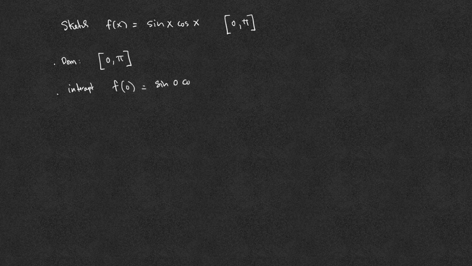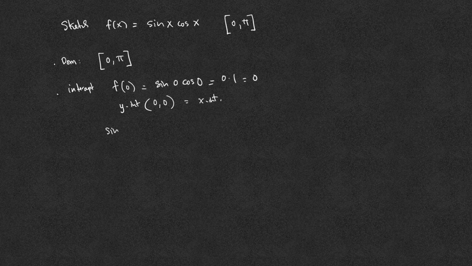Next, to find the y-intercept, we simply evaluate this function at 0. Sine of 0 times cosine of 0 is 0 times 1, which is 0. The y-intercept is x equals 0, y equals 0, and this is also an x-intercept. There might be more than one x-intercept, but there is only one y-intercept.